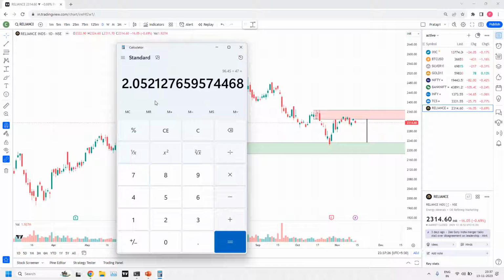That means for every one risk, you are getting 2 rewards. You can also assume like this, for every 1 rupee you are investing, 2 rupees profit you are expecting. So 1 rupee is your risk. If you get a loss, you lose 1 Indian rupee. But if you get a profit, you get 2 Indian rupees. That is what the meaning of 1:2.